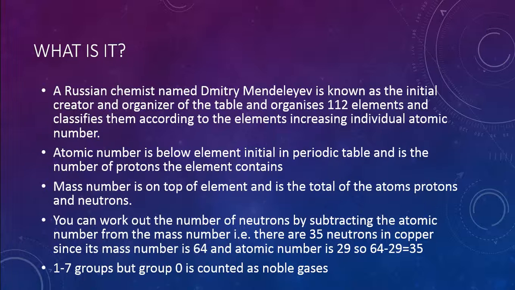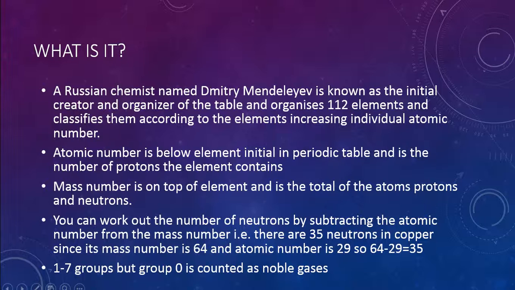So the atomic number is below the element in the periodic table and is the number of protons the element contains. The mass number is on the top and is the total number of protons and neutrons added together. Another thing to remember is that you can work out the number of neutrons of the atom or element by subtracting the atomic number from the mass number. So there's 35 neutrons in the copper, since its mass number is 64 and the atomic number is 29, so you do 64 minus 29, which equals 35. So you just do the mass number minus the atomic number.